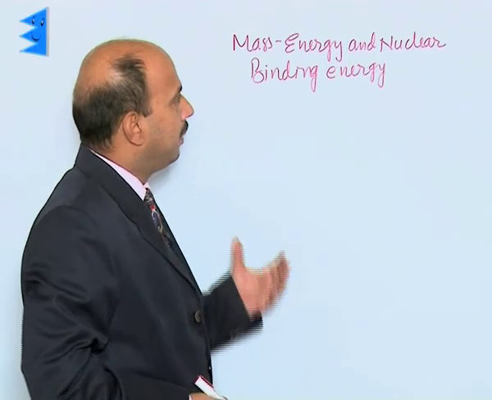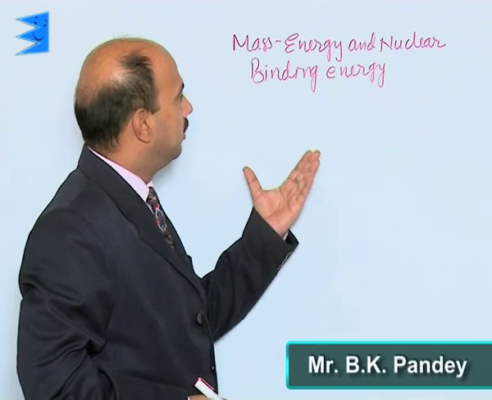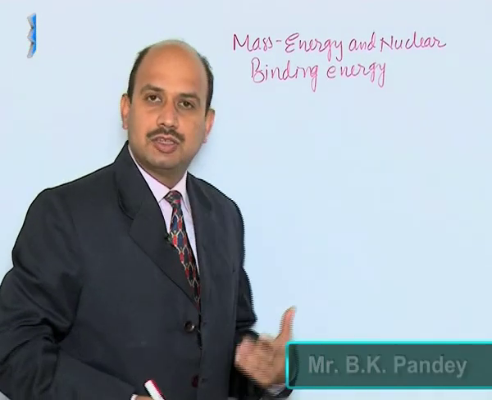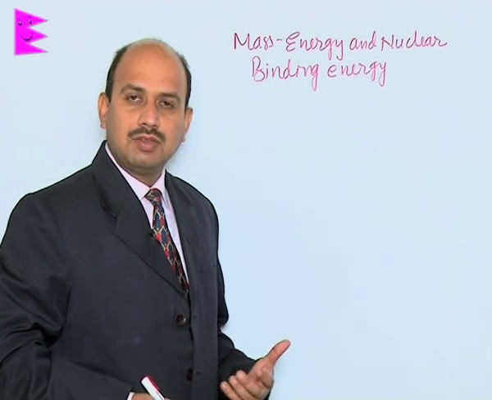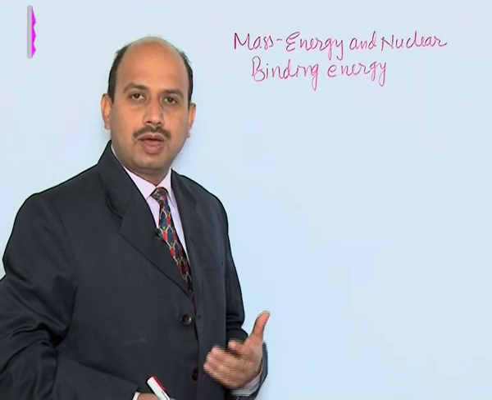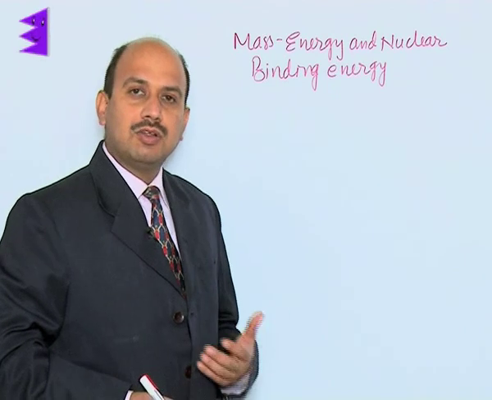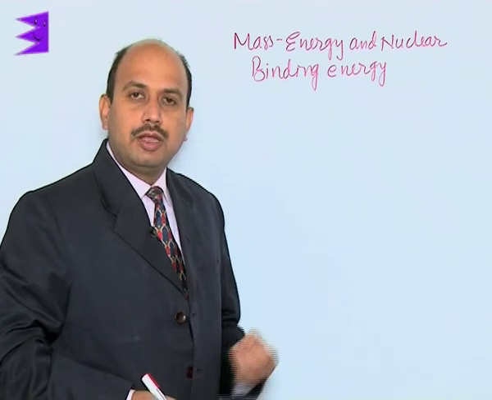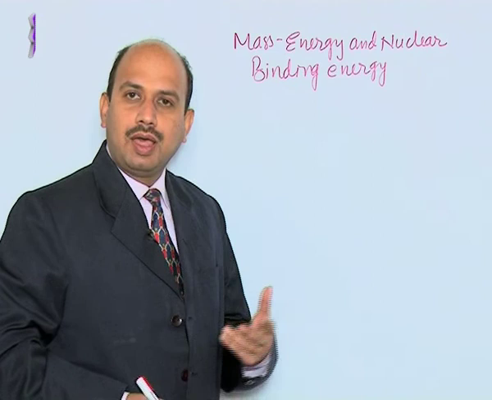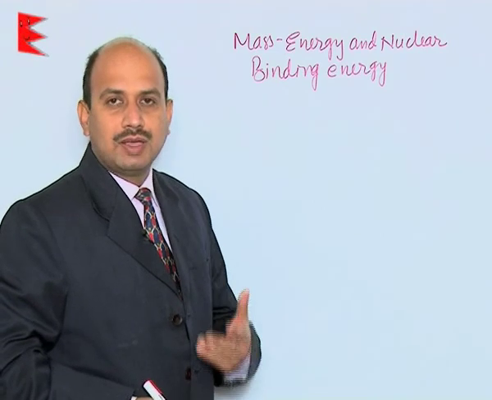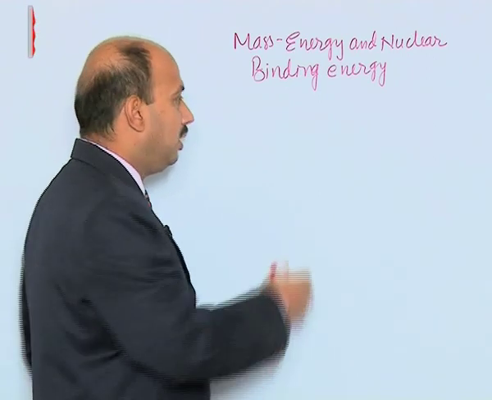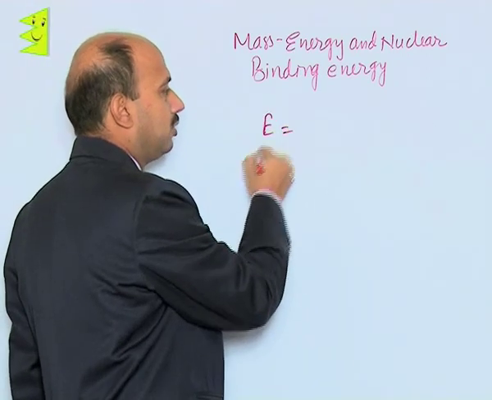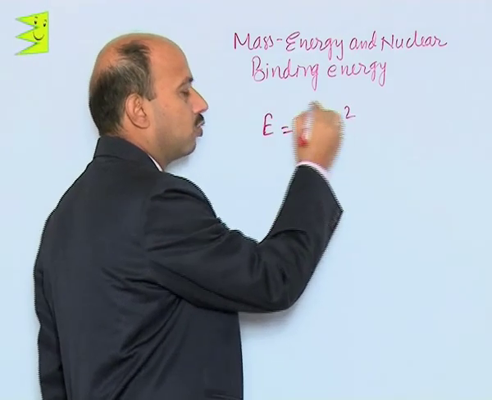Now sir, in this topic, mass energy and nuclear binding energy. The mass-energy relation is a very important relation in physics. According to Einstein, mass is also another form of energy. It means mass can be converted into energy. So according to Einstein, there is a conversion of mass into energy, and that energy E is given by this relation: E is equal to mc square.